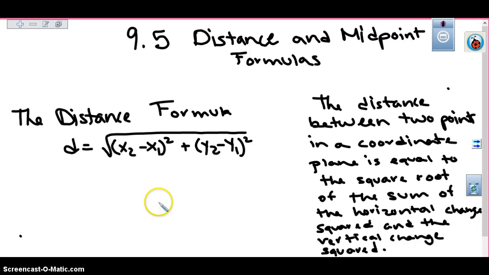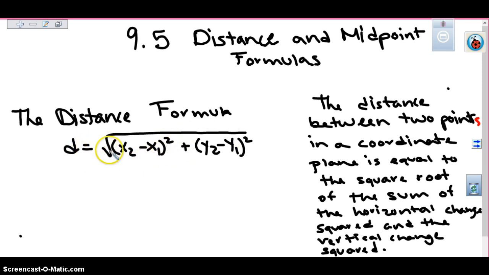Today we're talking about the distance and midpoint formula. The distance formula calculates the distance between 2 points in a coordinate plane, where the distance between 2 points in a coordinate plane is equal to the square root of the sum of the horizontal change and the vertical change squared.